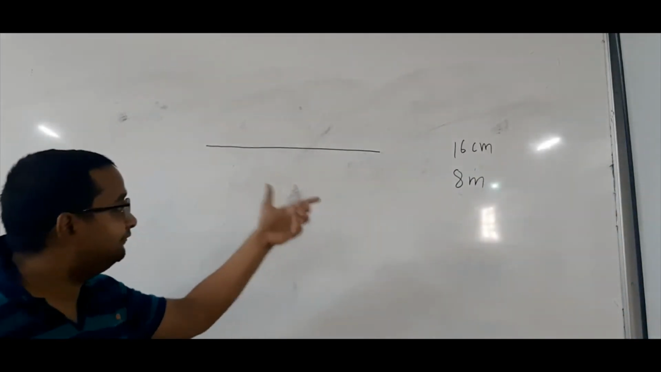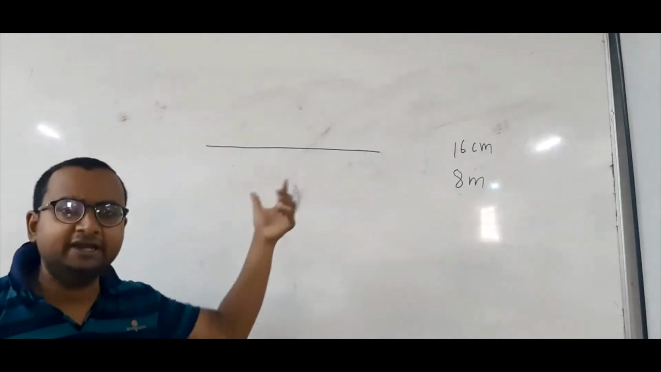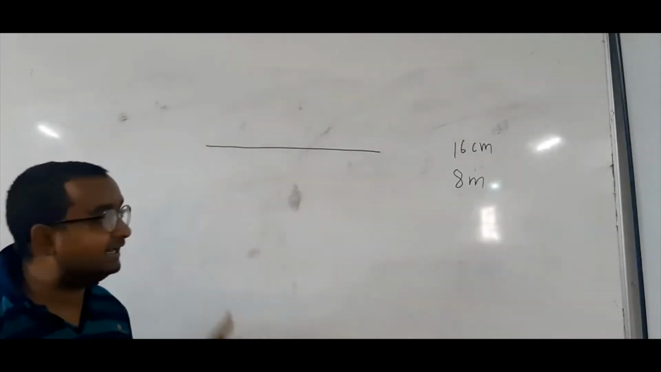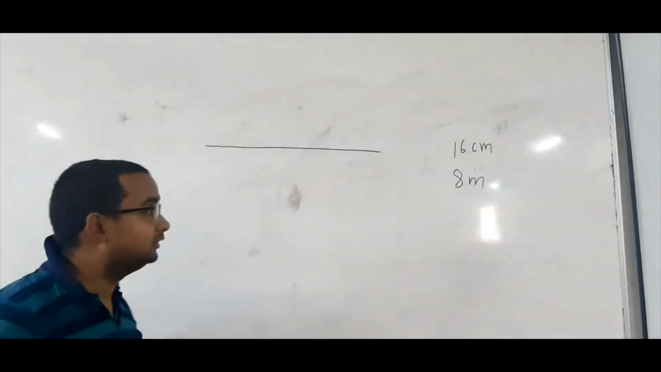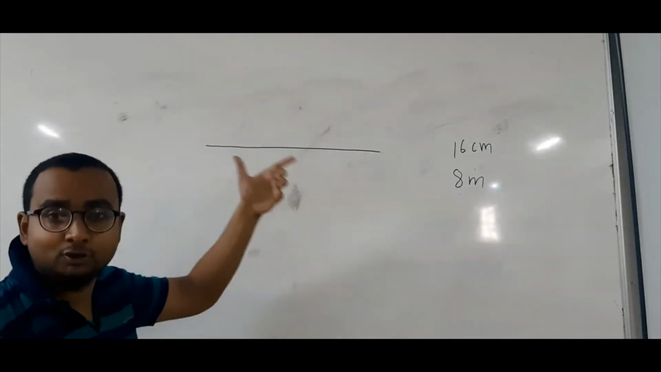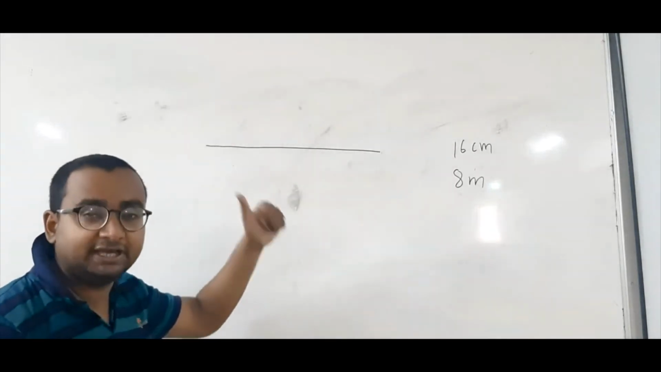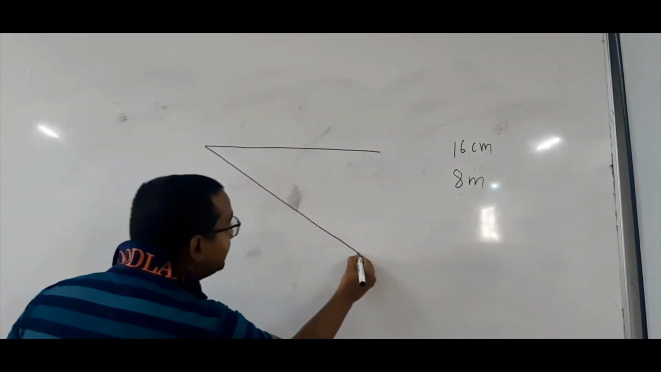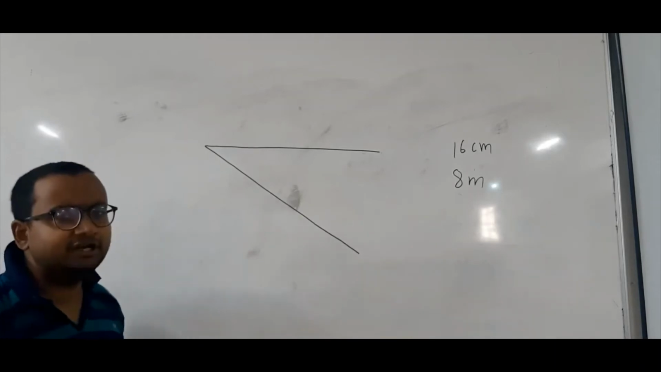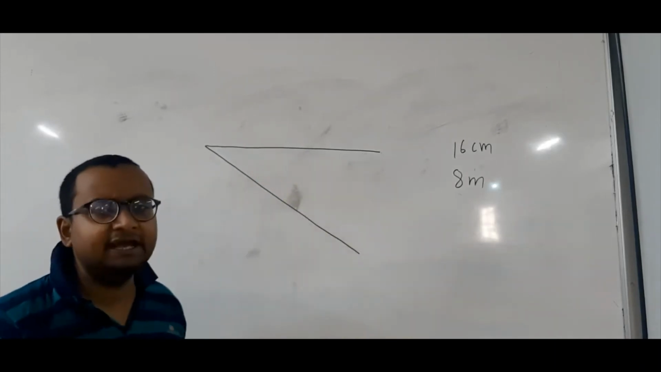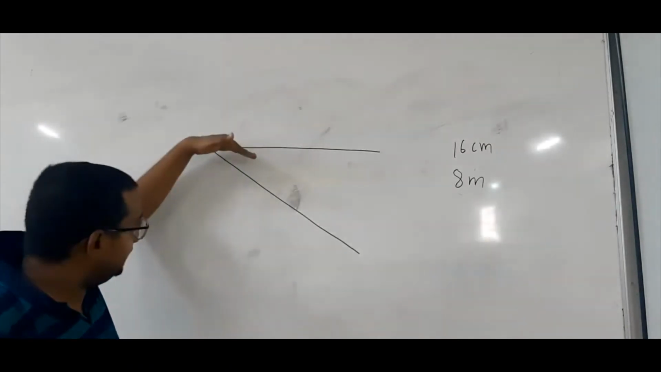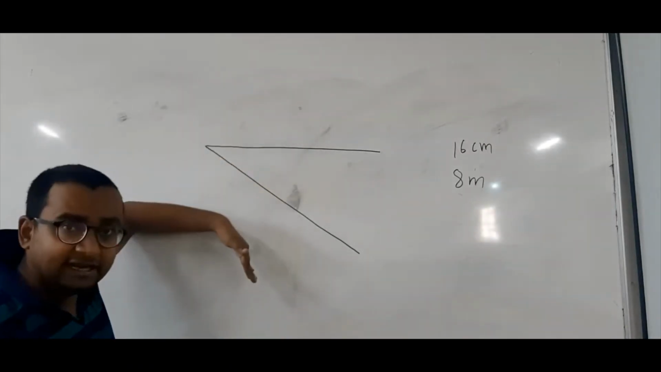So if we divide this line into 8 equal parts, each division will represent a distance of 1 meter. To divide this line into 8 equal parts, we will use a construction method. In geometrical constructions, we have studied that to divide a line into a certain number of equal parts, we need to draw an inclined line first.